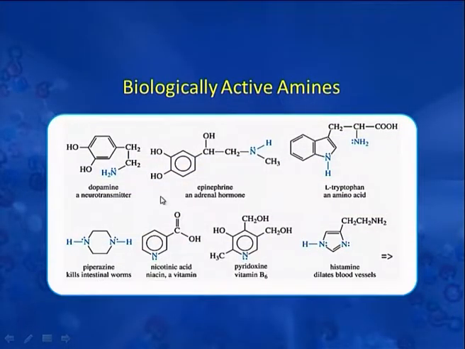Here we have some examples of molecules which have an amino group and which are biologically active. For example, you can see dopamine. This dopamine is a neurotransmitter, as we have told you earlier. This epinephrine is an adrenaline hormone. This is L-tryptophan, which is an amino acid. Piperazine is the molecule or the reagent which kills intestinal worms. Nicotinic acid or niacin is a vitamin. Pyridoxine is vitamin B6 and histamine is used as a blood dilator.